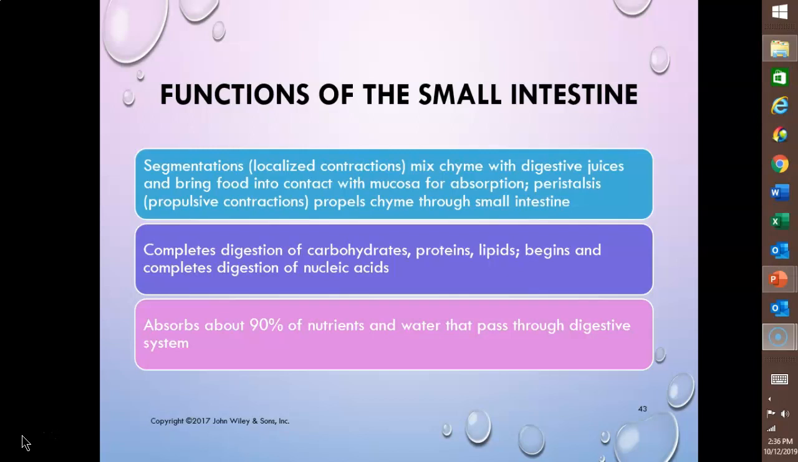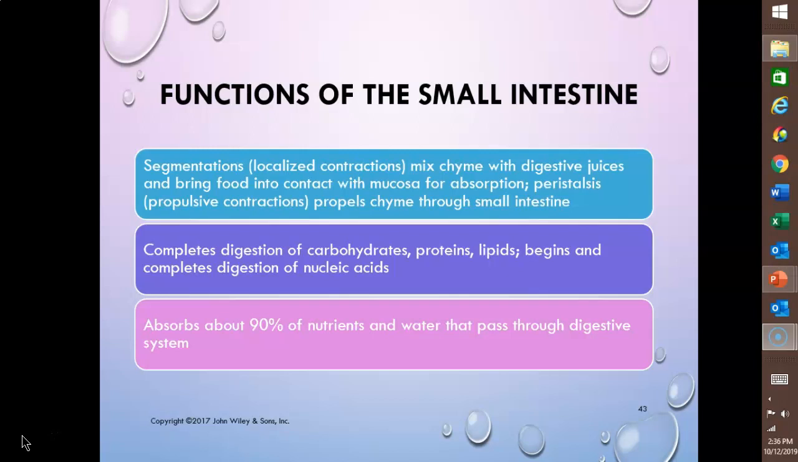Segmentation occurs most rapidly in the duodenum, about 12 times a minute, and then slows to about 8 times per minute in the ileum. This movement is very similar to what you would get if you squeeze the middle and then the ends of a tube of toothpaste that has the cap still on.